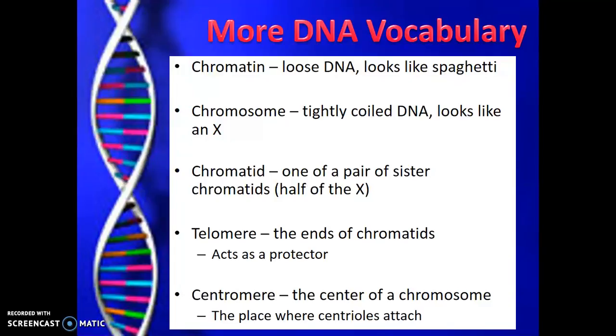So that's pretty cool. And finally, you have the centromere. This is the center of the chromosome. So this is where the X comes together. And this is important because during cell division, which is our next unit, this is where the centrioles are going to attach to the chromosome. Remember, those centrioles are organelles that are only found in animal cells and are used in cell division to rip chromosomes apart.